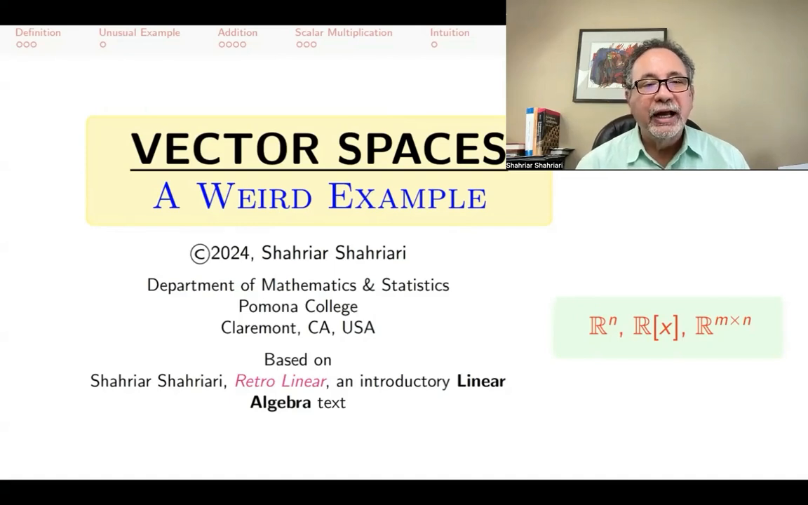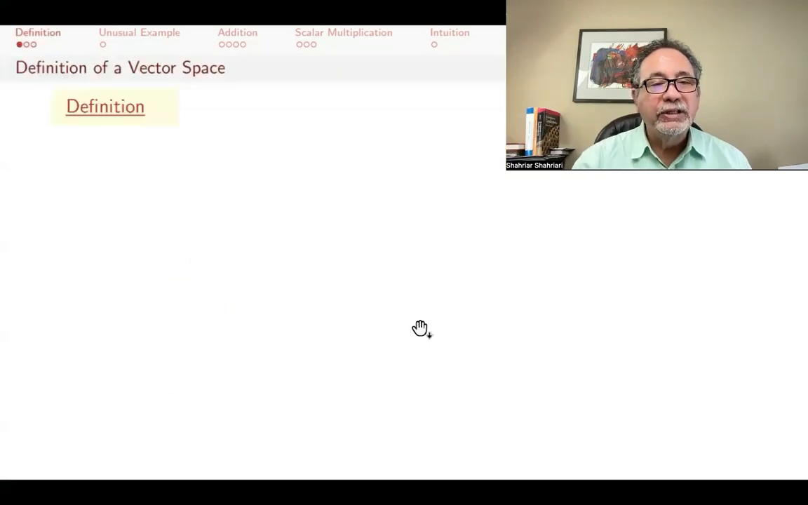The subject of this lecture is an example of a vector space where the example is a little bit odd. What's a vector space?